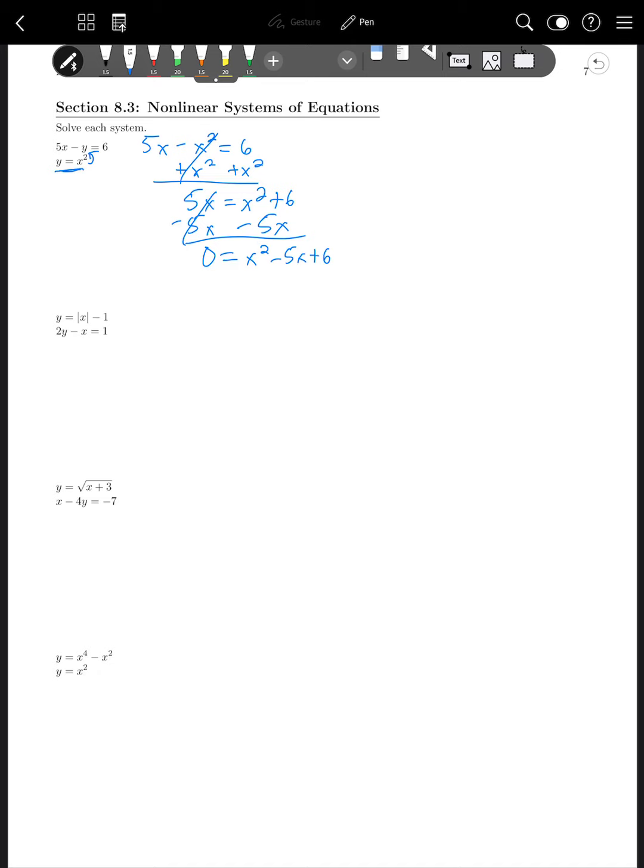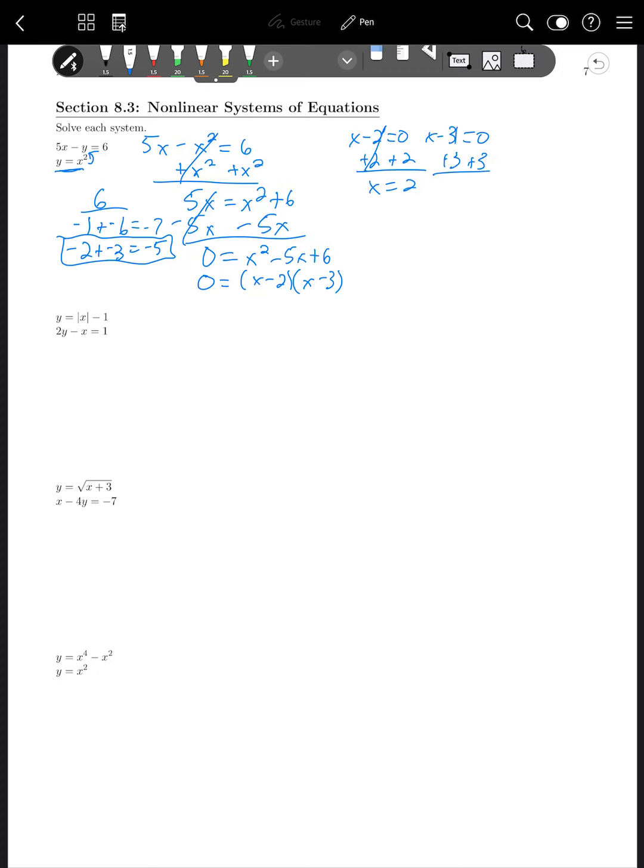And now we can use the techniques we've learned for solving quadratics. That's just a quadratic equation, so we could try to factor this. We could look at 6: numbers that multiply to get 6 and add to get negative 5 could be negative 1 plus negative 6, or negative 2 plus negative 3. This second pair works. So this would be 0 equals x minus 2 times x minus 3. Then we could set each of those equal to 0, and we get two options: x equals 2, or x equals 3.